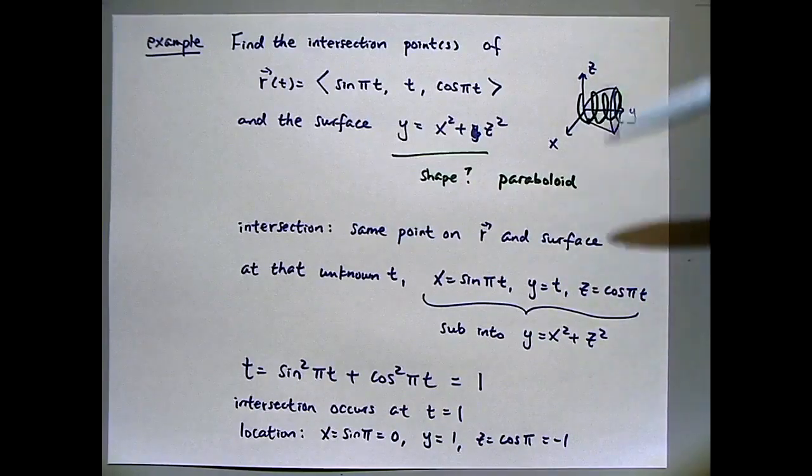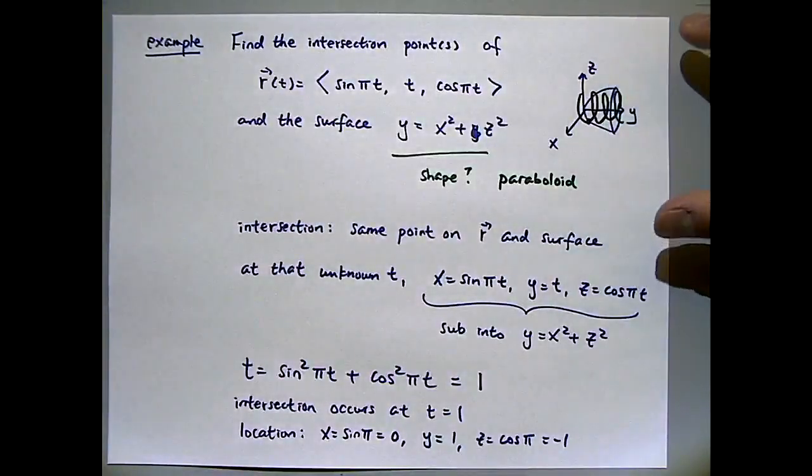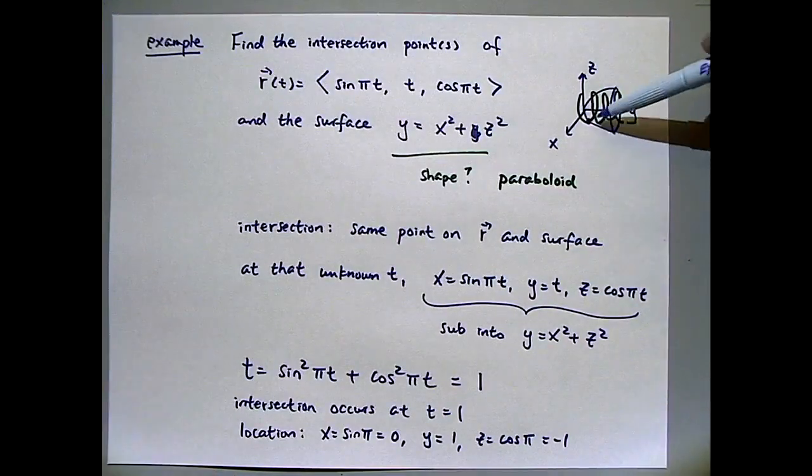Once the helix goes into there, as the paraboloid grows, the rest of that helix is going to be entirely inside the paraboloid. This is the only intersection we can find. Make sense? Questions? It's exactly like finding the intersection of a line and a plane, right? Exactly the same.